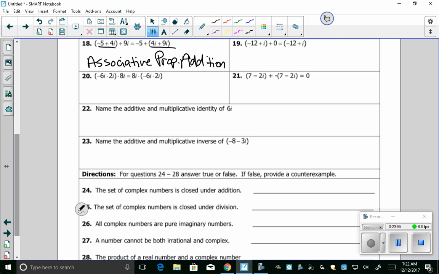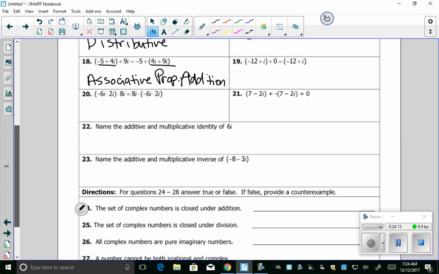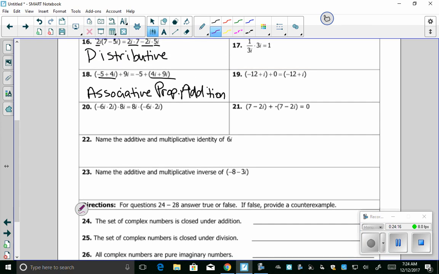Number 20, if you look at number 20, it almost looks like it's going to be the same thing as number 18, but there's a little difference, okay? Let's look back at 18 real quick. If you notice, I have negative 5i plus 4i plus 9. And then I have negative 5i plus 4i plus 9. So the order of the numbers never changed. So if the order of the numbers don't change, then it's associative.